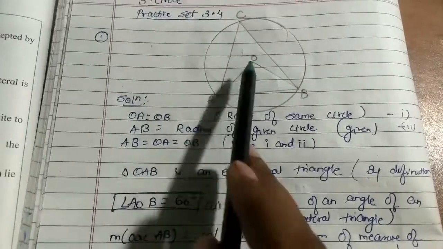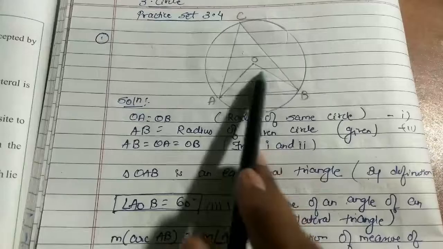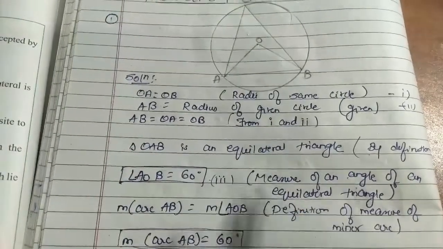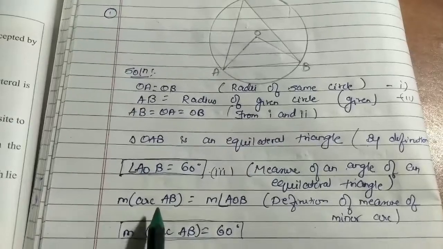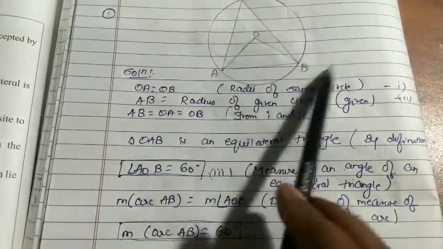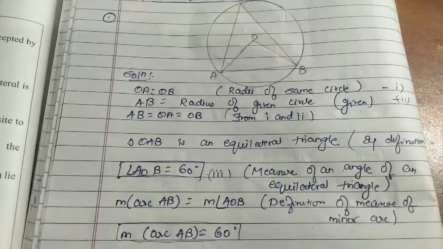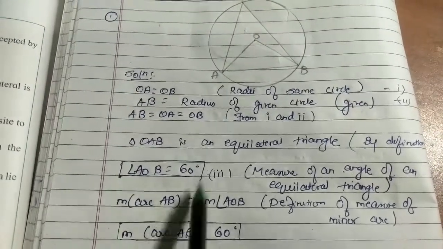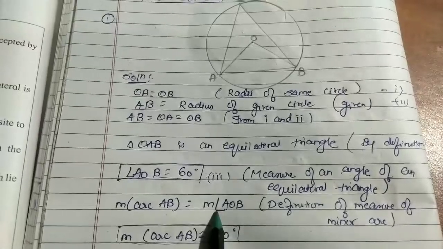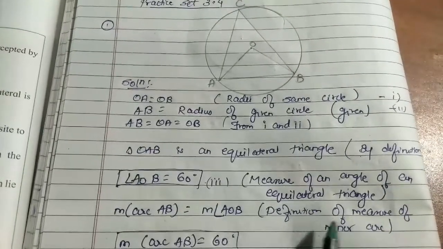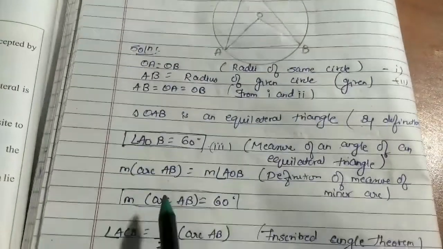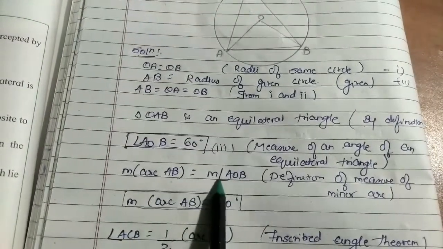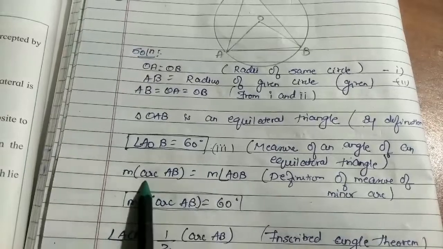So AO equals AB equals OB, so we can say that triangle OAB is an equilateral triangle by definition. So the measure of angle AOB equals 60 degrees, the measure of an angle of an equilateral triangle. So measure of arc AB equals measure of angle AOB by definition of measure of minor arc. So measure of arc AB equals 60.